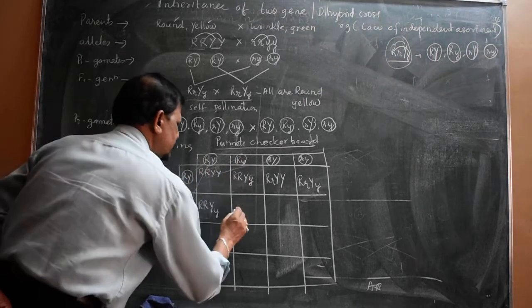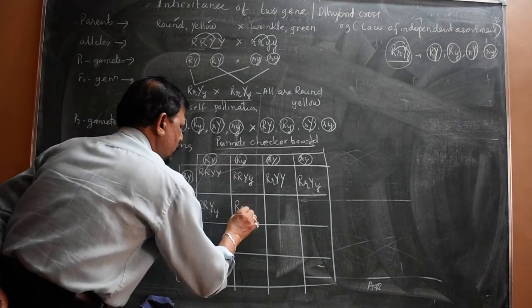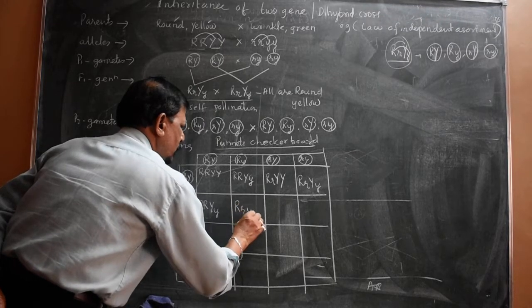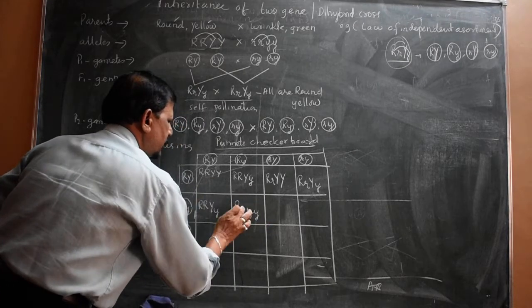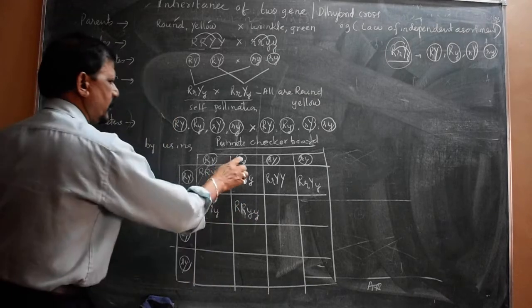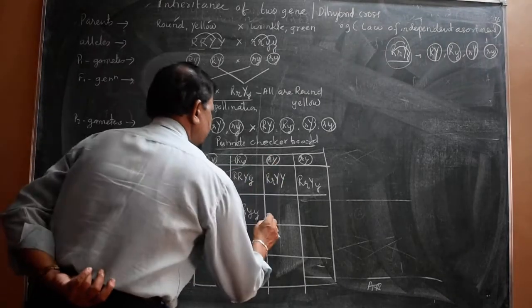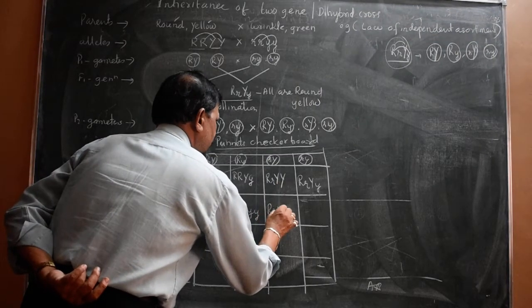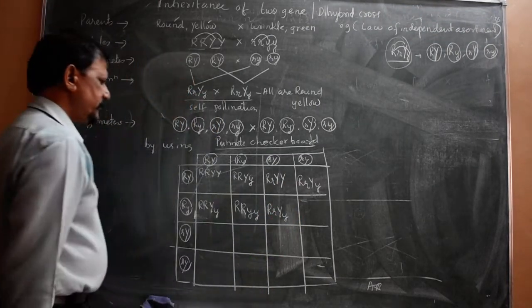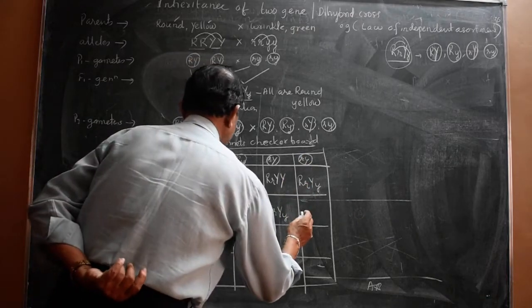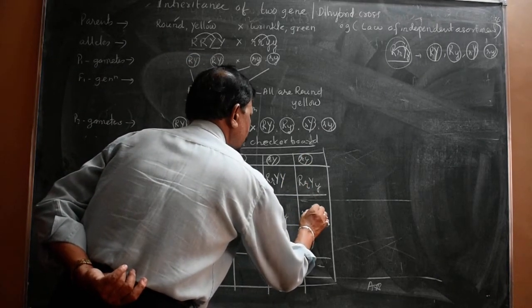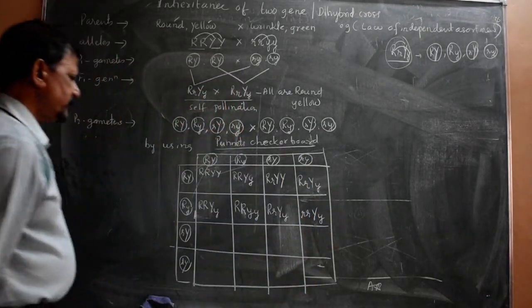Next, this to this. Capital R, small y. Sorry, capital R, capital R, capital R, capital R, small y. Correct? Next, capital R, small r, capital Y, small y. Next, small r, capital Y, small y.